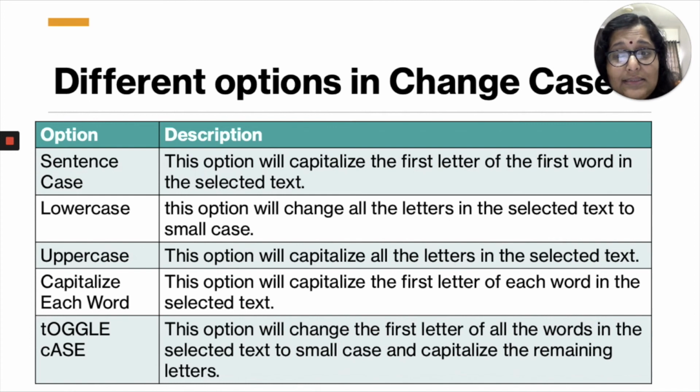The next one is toggle case. Can you look at the toggle case written here? T is small case and C is also small case, and all the others are capitals, right? This option will change the first letter of all the words in the selected text to small case and capitalize the remaining letters. So this option will always convert the first alphabet of the word. Look here, in toggle, the T is converted into small case and C is also converted into small case, but all the other alphabets are in capital letters or in upper case. For such an option, we go for the toggle case.